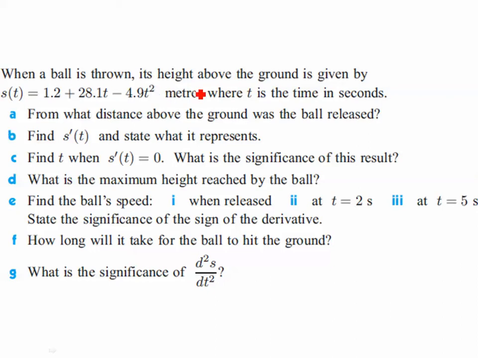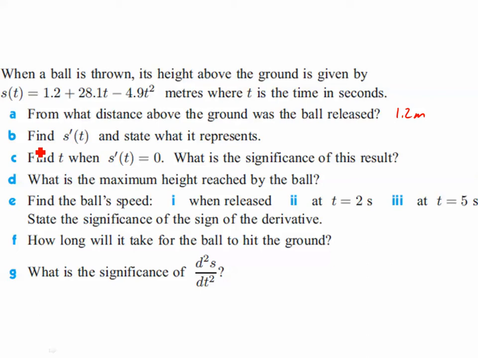When a ball is thrown, its height above the ground is given by s(t) = 1.2 + 28.1t - 4.9t² meters, where t is the time in seconds. From what distance above the ground was the ball released? Okay, well, when the ball was released, time is 0. And so we can go through, make this t = 0, which means the only thing left is s(t) = 1.2. So it was 1.2 meters up in the air when it was released.